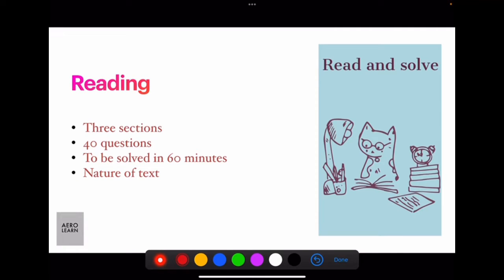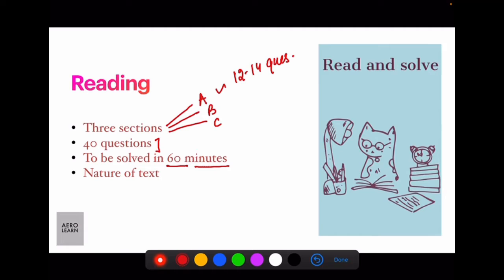The first one is reading. In reading, there are three sections and you have to read the passages and solve the questions. These three sections are generally labeled A, B and C, and there are 40 questions in total. Roughly, each section can have around 12 to 14 questions. These are to be solved in 60 minutes, so you have to keep a clock in your mind, and no extra time is given.